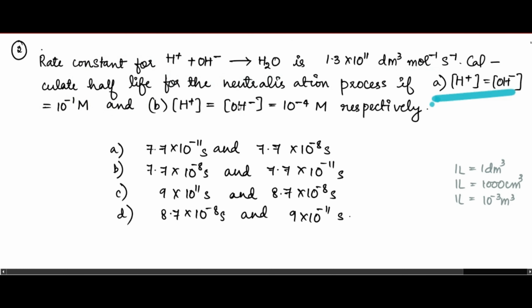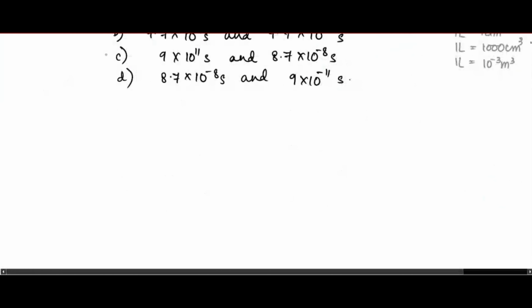Two conditions are given: first the concentration of H plus and OH is 0.1 molar, and then 0.1 millimolar. Before that, to find the half-life you should know the order of the reaction. The order is not mentioned in the question, so how do we find it? Always remember, if the order is not given in the question, you look at the rate constant. You find the order by looking at the unit of the rate constant. How do you do that?